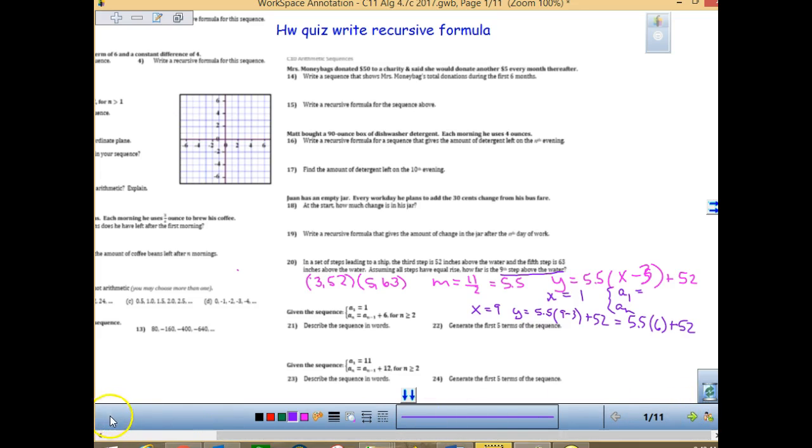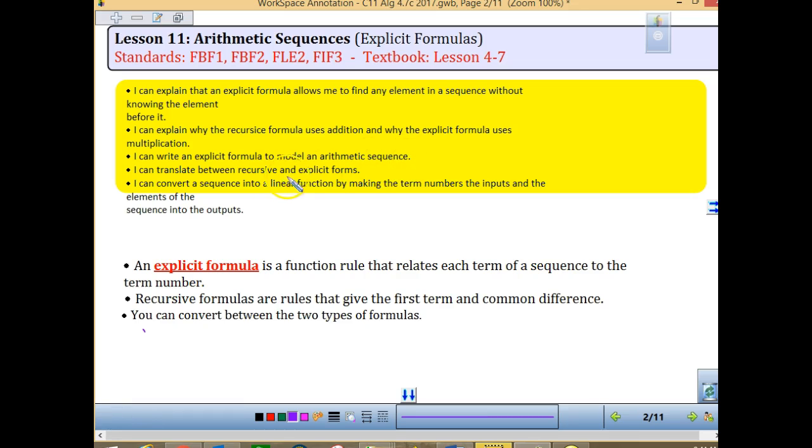So, for arithmetic sequence, I can translate recursive and explicit form, so I have to be able to go between the two is what we're looking at. And I can convert a sequence into a linear function. So that linear function, a lot of times when we're thinking linear function, we might be thinking an equation for a line, like slope-intercept, or we might be thinking point-slope form. Usually, explicit and recursive, we're not thinking standard. It just isn't set up for a standard form.